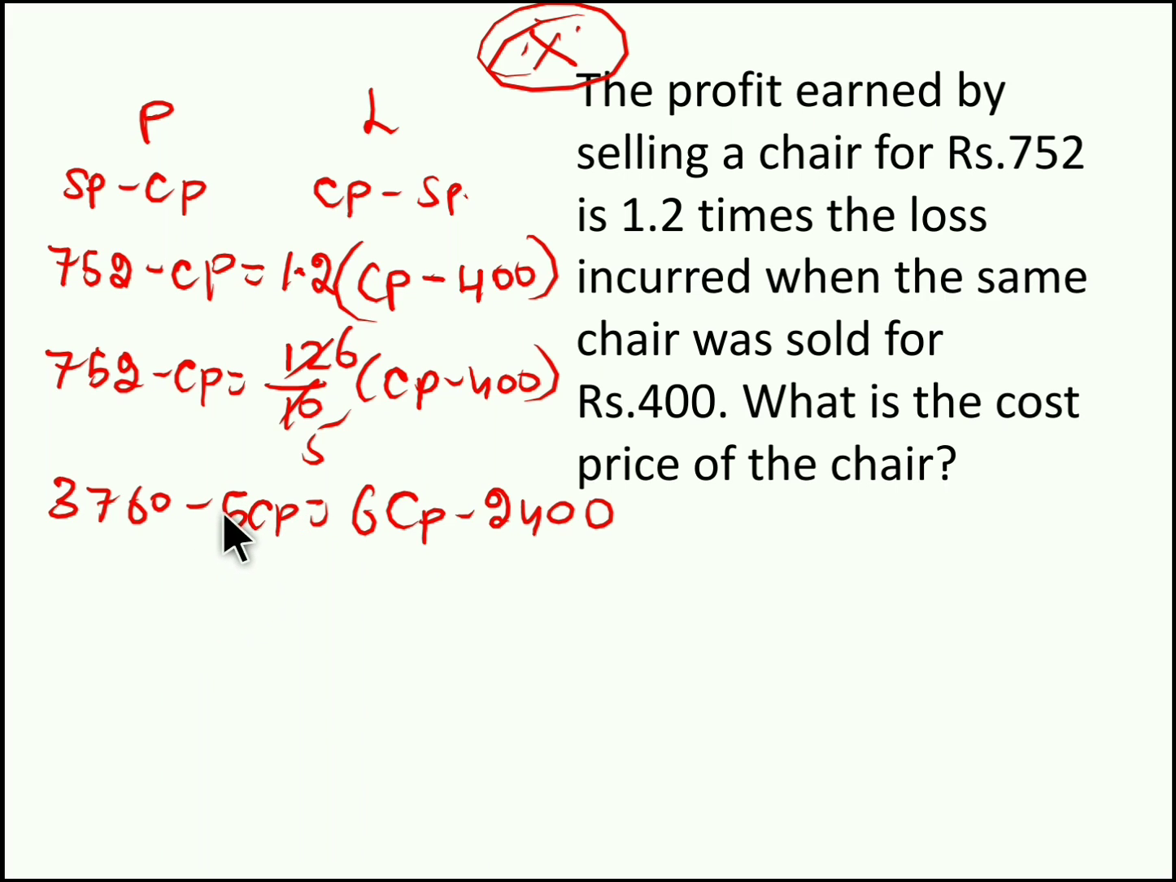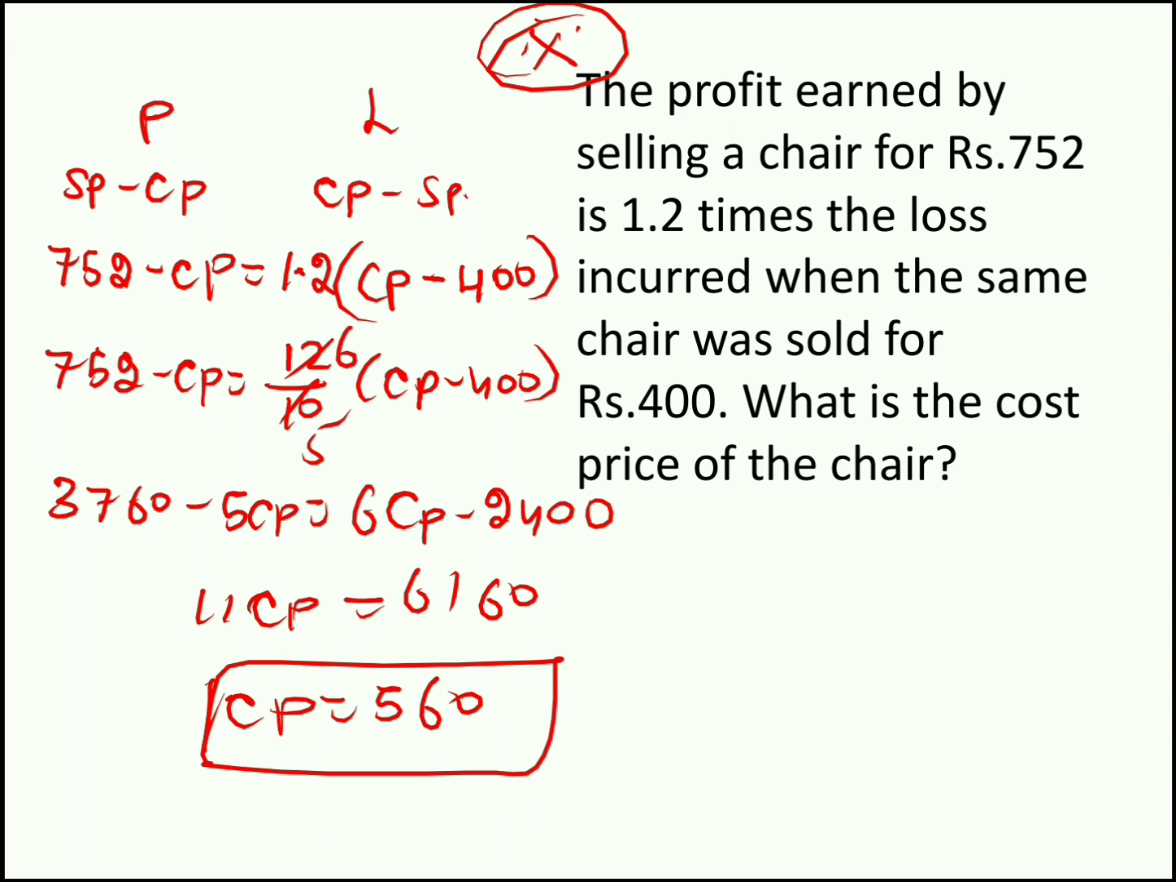So when you carry this 5 CP to the right hand side, you get 11 CP. So 11 CP equal to 3760 plus 2400, we get 6160. So if 11 CP is 6160, 1 CP will be 560. So cost price of the article is 560 rupees. Hope you understood the concept, right?